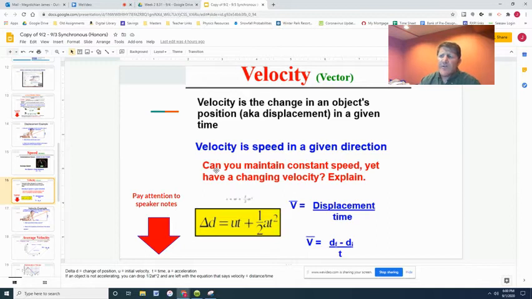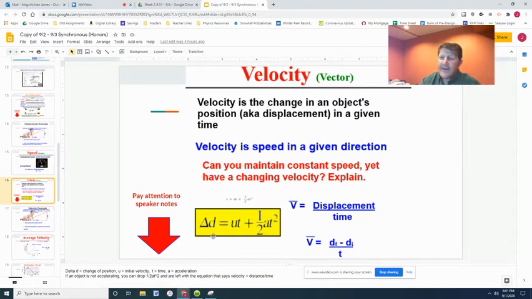This question here: can you maintain constant speed yet have a changing velocity? So think about that. If you're driving along in your car, if you don't touch the accelerator or the brake and your speedometer is reading the same number, can you change your velocity? The answer is yes, you can. All you have to do is turn your steering wheel, because a change in direction is going to give you a change in velocity. Your speed might remain the same, but your velocity will be different because your direction has changed.